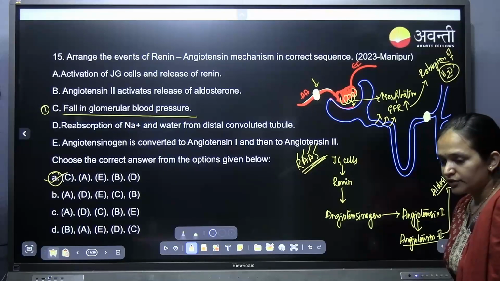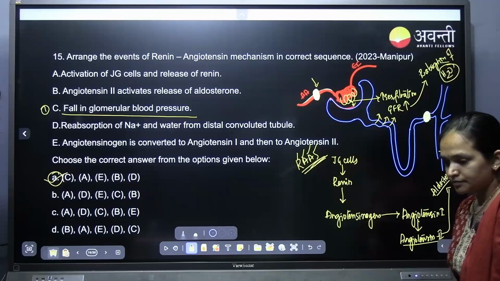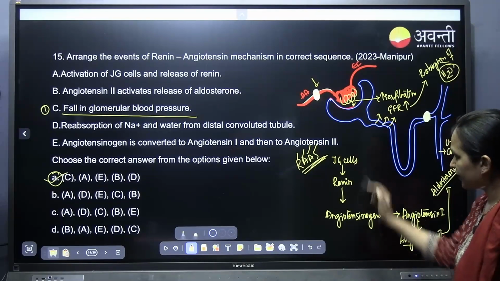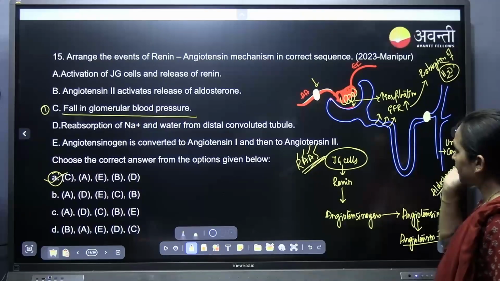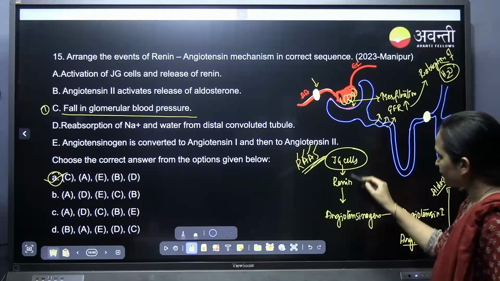And also the regulation of kidney function. Okay, I will just repeat it. The JG cells, which are present in the afferent arteriole and on the DCT, produce renin.